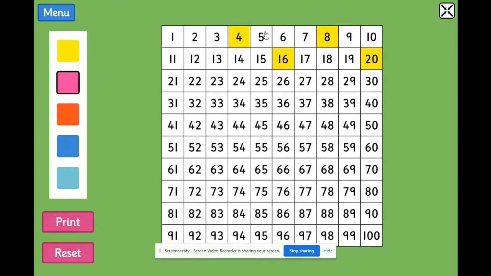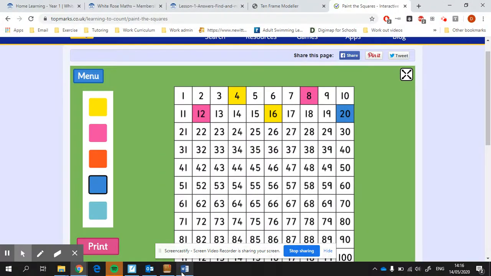I'm going to put the other pair in a different colour. We could also have 12 add 8 is 20. Or we could also have 20 plus 0. 0, 4, 8, 12, 16, 20. And that shows our different combinations. Let's have a look at the next one.